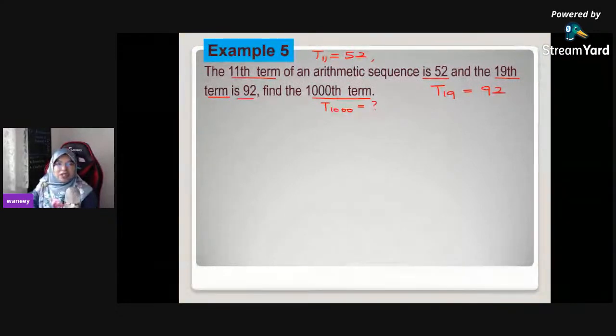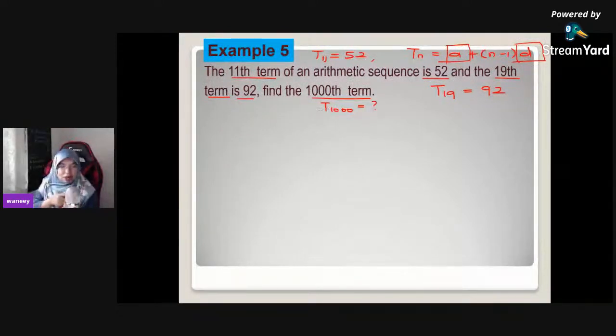Okay, so we are given T11 equal to 52, T19 equal to 92. So you substitute into Tn equal to A plus n minus 1 D. If we have T11, do make sure to replace the n with 11. If we have T19, replace the n with 19 and then solve them simultaneously. Find out the value of A and the value of D. Those are the two things that you have to know. Once you know the value of A and D, then we can easily substitute to calculate T1000.